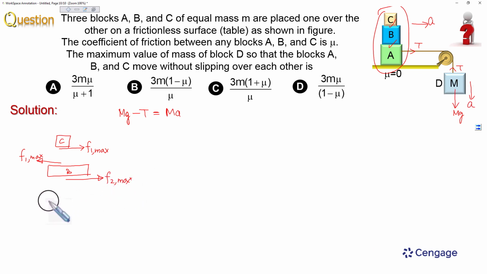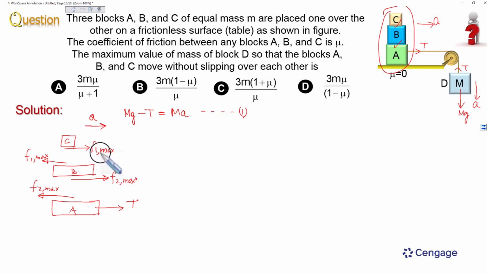Now consider block A. The friction on the top surface should be in the backward direction. So this is F2 max. Tension will act in the forward direction, capital T, and the system is moving with the common acceleration, so acceleration here is small a.